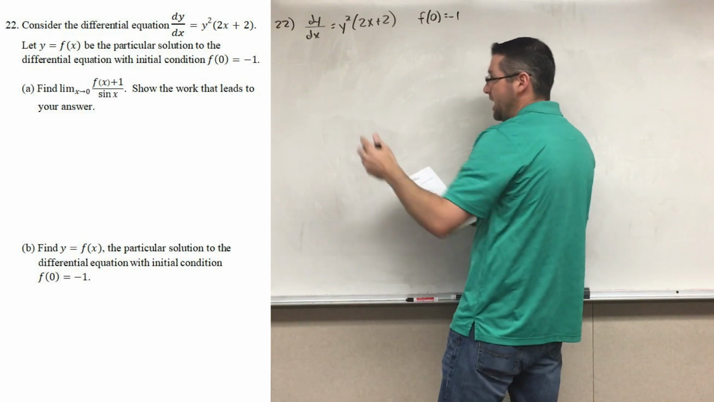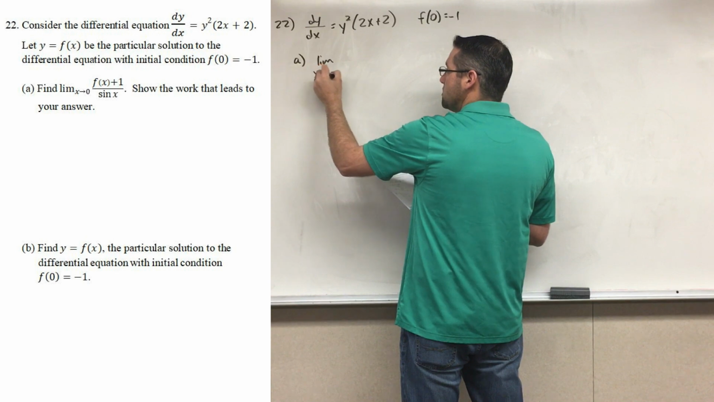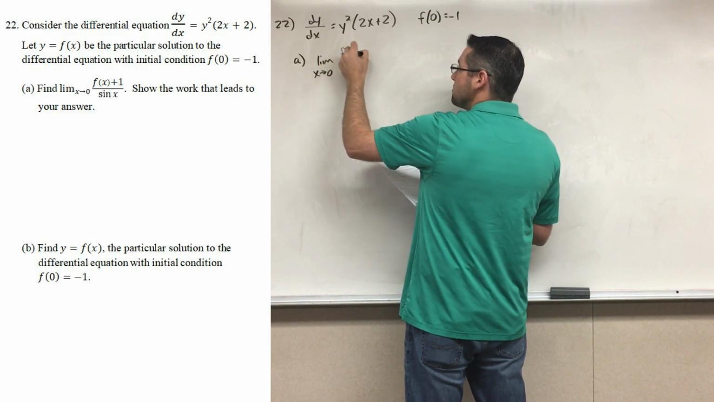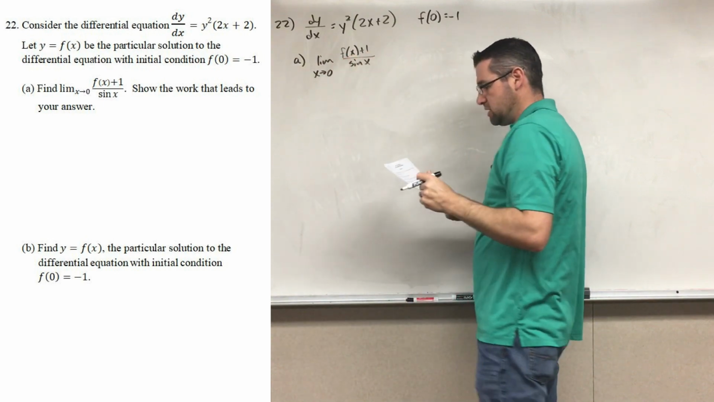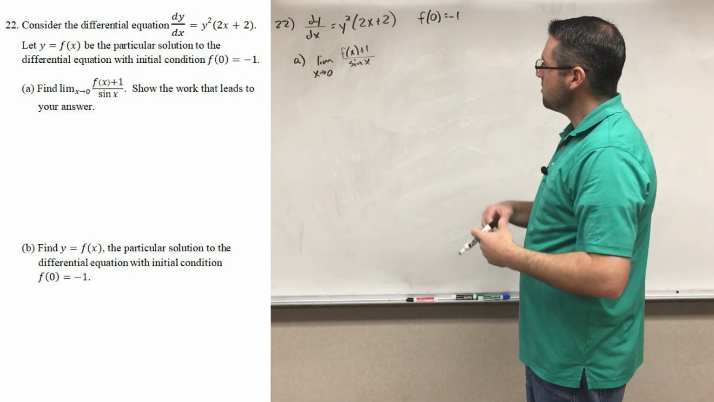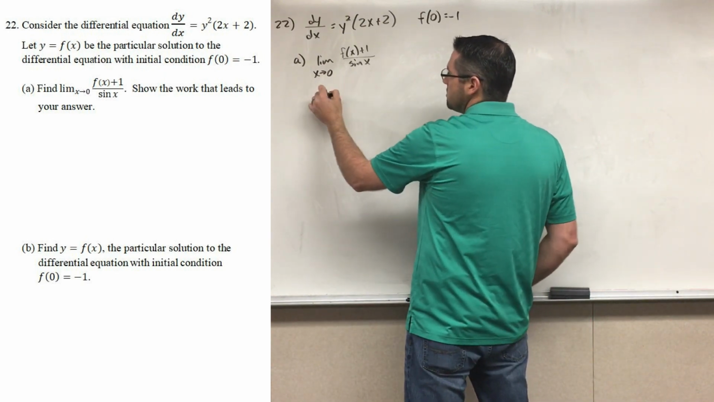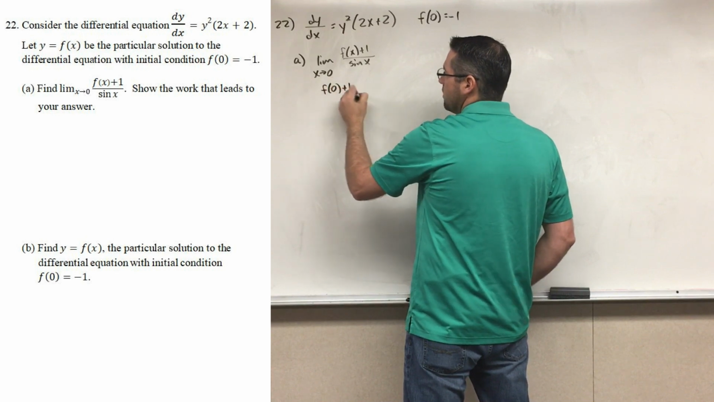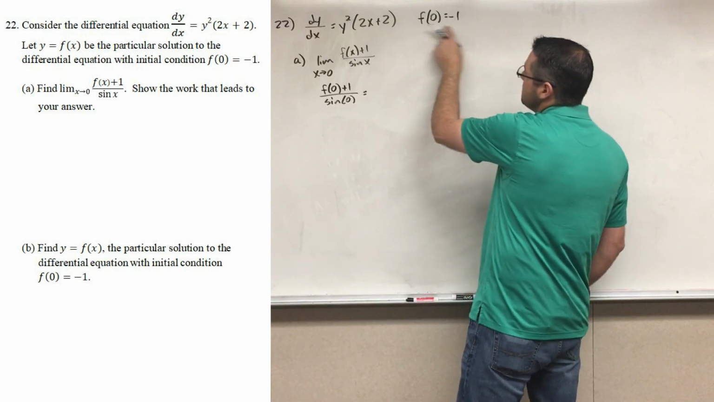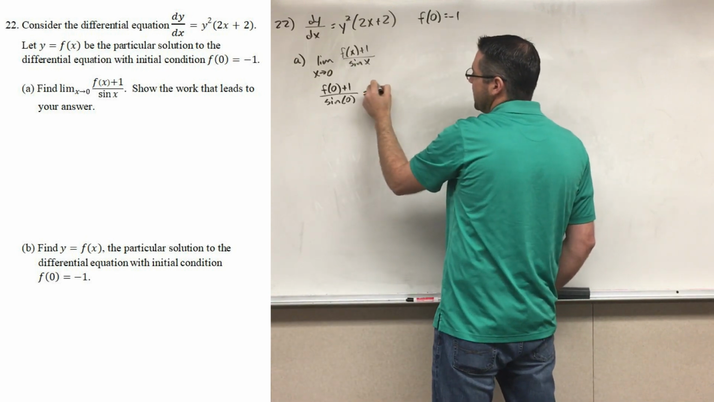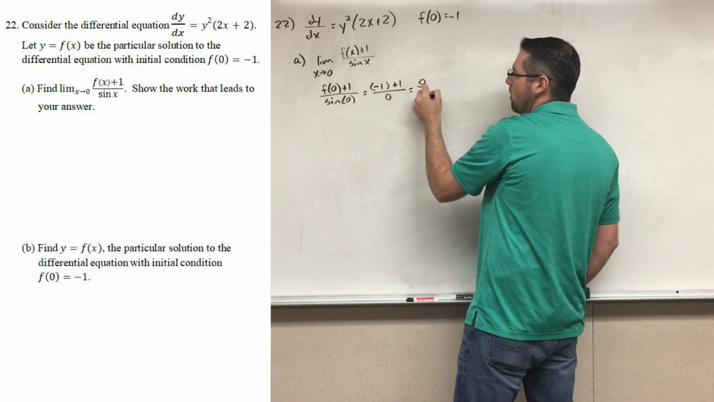All right, for part A, it says find the limit as x approaches 0 of (f of x plus 1) over sine of x, and then it says show the work that leads to your answer. So remember, the first thing you do when you're trying to take a limit is to substitute. So when I substitute here, I get f of 0 plus 1 over sine of 0. Well, f of 0 was given by this statement here, so that's -1 plus 1. Sine of 0 is 0, so we end up with 0 over 0.